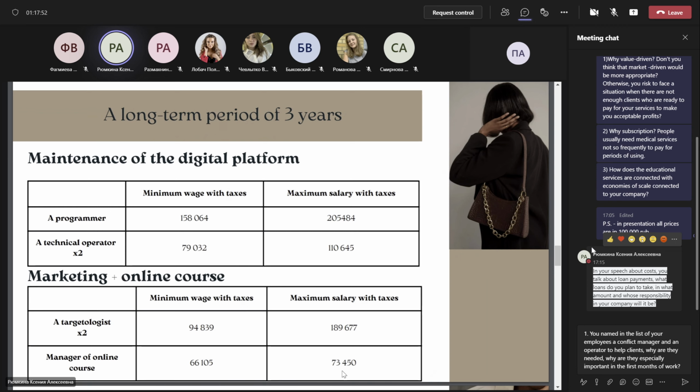Those positions remained. Regarding the maintenance of the platform, we also have the programmer and the technical operator. We will increase the number of operators to assist users in using our application to 2, since if the number of users increases, it is necessary to respond promptly to their requests for technical support. To increase the effectiveness of marketing, we also plan to increase the number of targetologists in order to improve the promotion of our application among both clients and stylists.